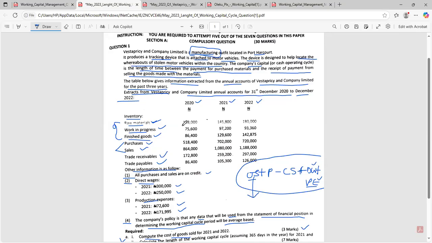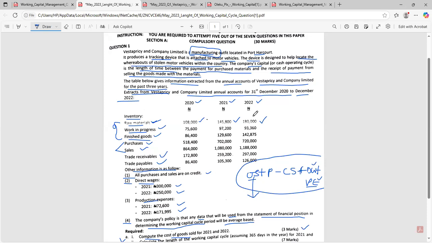But because this is a balance sheet, it is clear that these figures are closing figures. I told you, this is a balance sheet. The figures are closing figures. Therefore, this 108,000 you are seeing here is closing inventory of raw material for 2020. This 145,800 is closing inventory of raw material 2021. This 180 you see here is closing inventory of raw material 2022. Don't let anybody deceive you.